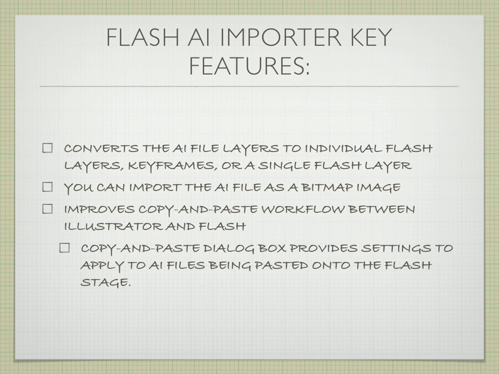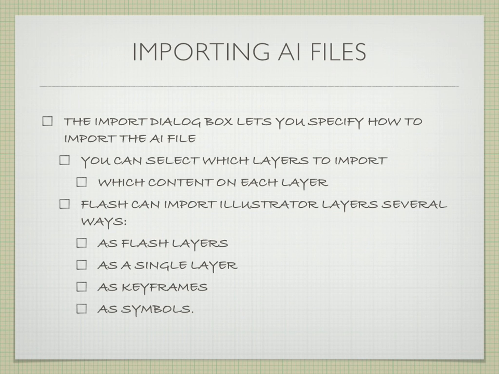The importer converts AI files into individual Flash layers. You can also import AI files as a single bitmapped image. In this case, Flash rasterizes, or flattens, the file. It provides an improved copy and paste workflow between Illustrator and Flash. So you can copy and paste and apply settings to the AI files being pasted onto the Flash stage. And in the import dialog box, you specify how to import the AI file. You specify which layers and the content on which layer to import. Flash can import Illustrator layers as Flash layers, as a single layer, as keyframes, or as symbols.